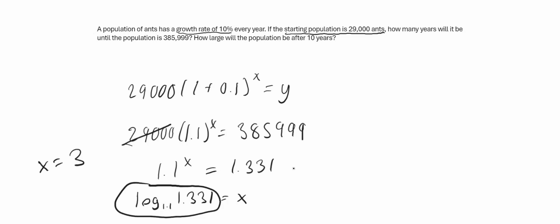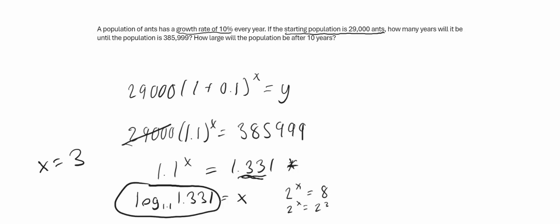So at this point in the equation, we'd be kind of stuck there. Sometimes we have something like 2 to the x equals 8, and then we know 2 to the x power is equal to 2 to the third, but this is kind of an obscure number, so we wouldn't necessarily know that 1.1 to the third is equal to 1.331. So we'd have to use the log function and our calculators to figure that out.